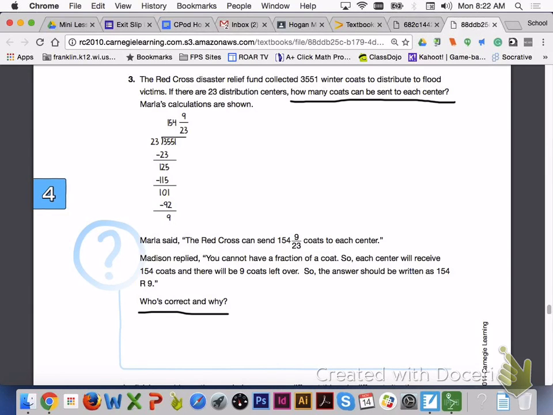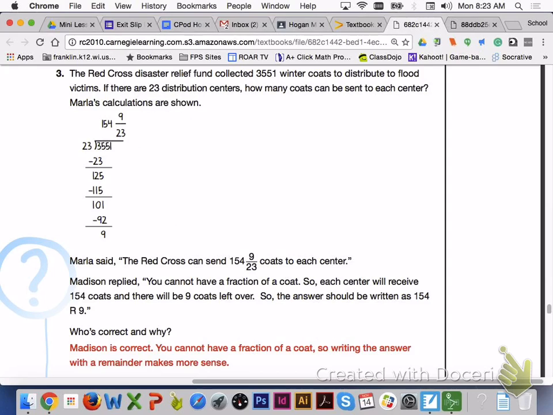Turn to page 286 and answer number 3 with your group members. For number 3, Madison is correct because you cannot have a fraction of a coat, so writing the answer with a remainder makes more sense.